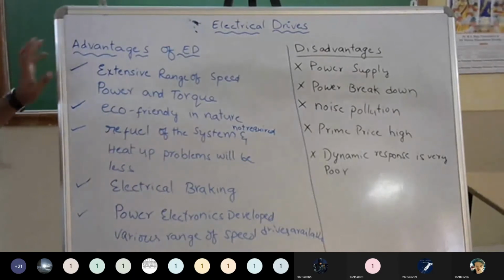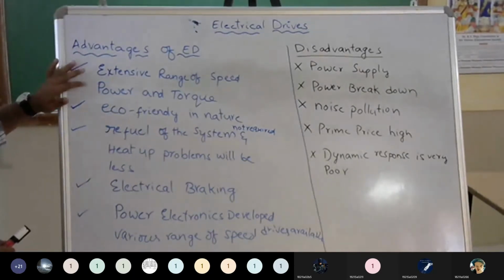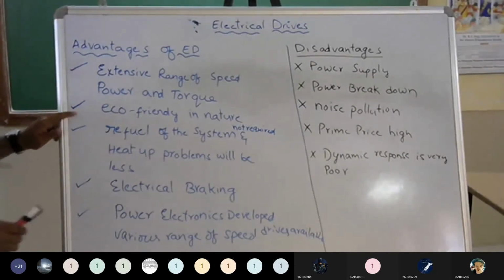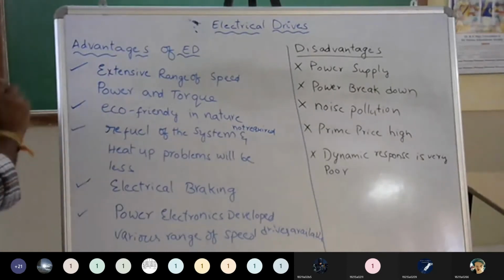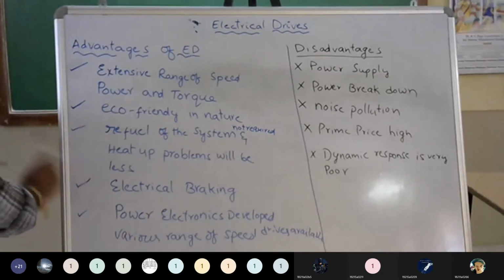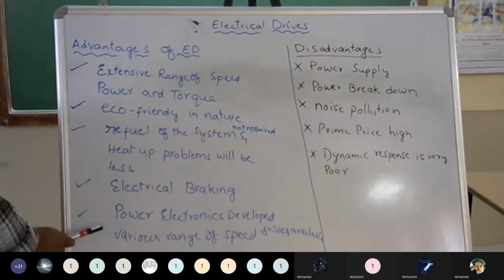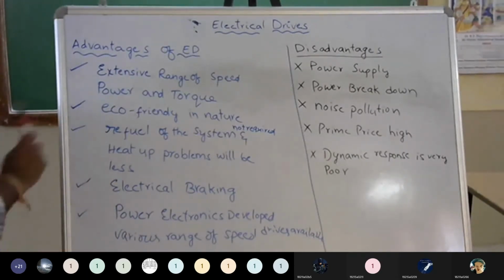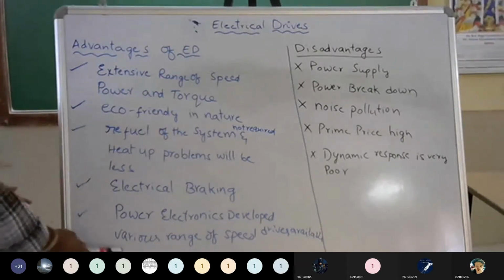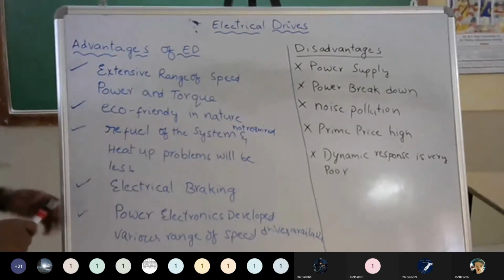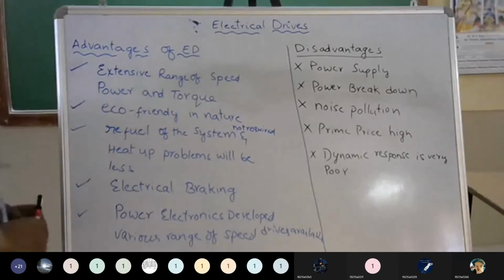So what are the advantages? An extensive range of speed, power, and torque drives will be available, and it is eco-friendly in nature, and refueling of the system is not at all required. Heat-up problems will be less, and the electrical braking we are using will increase the efficiency, and power electronics are developed. So power electronics converters are developed, so we are getting a various range of speed drives. In mechanical drives, only particular speed drives are available.